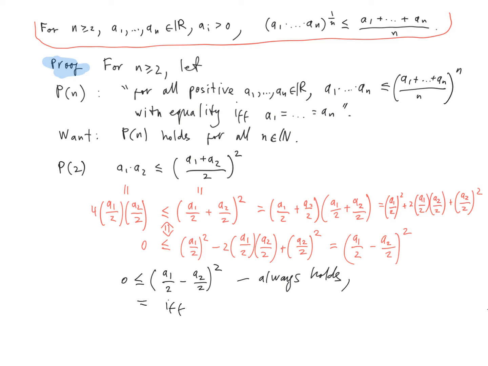if and only if a1 over 2 is equal to a2 over 2, which is the same thing as a1 is equal to a2. Okay, so we get that the equality holds only in the case that a1 is equal to a2. And so looking back at the definition of the property Pn, this demonstrates that P2 holds.